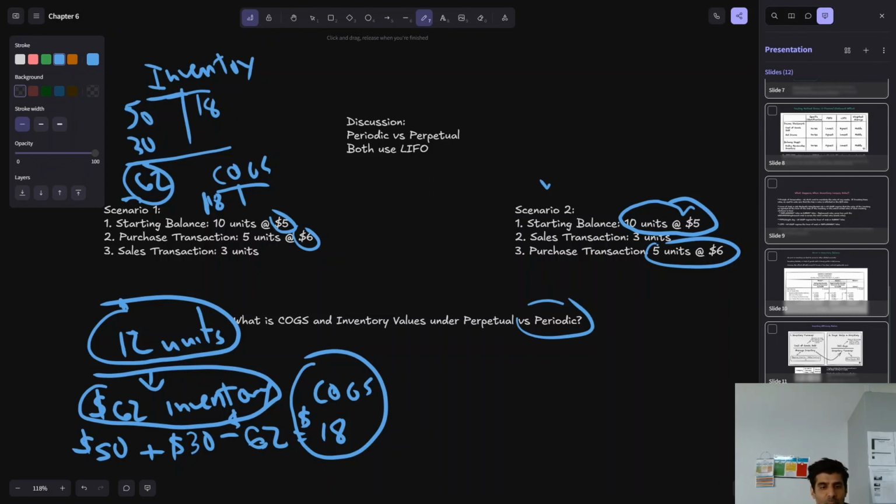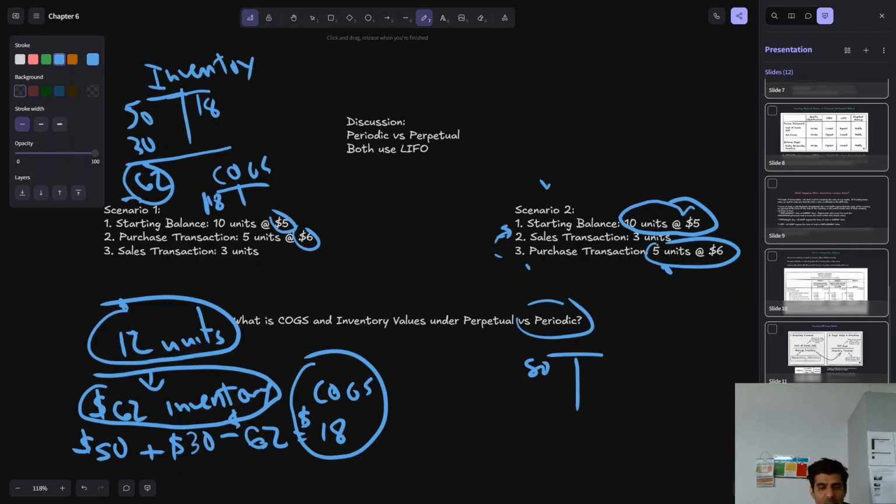Now, the problem though is that in perpetual, we are doing a real time kind of thing, right? So at the time of the sale, we have not yet even purchased these new items, right? So in the perpetual, we start off with 50 in inventory. This sales transaction, these 3 units, we cannot account for this because it hasn't happened yet. We have to look at just that time of the sale, what was in our inventory. Okay, so it's just these $5 units.